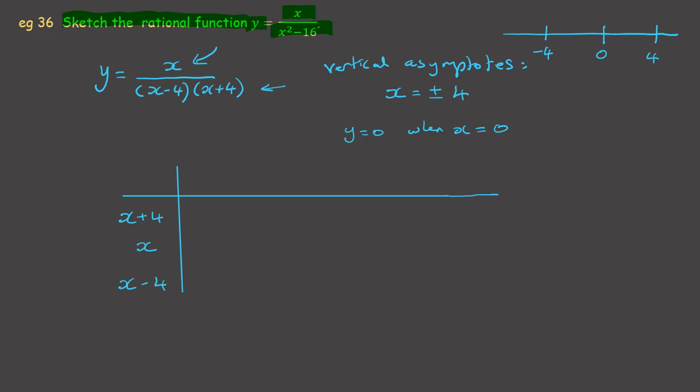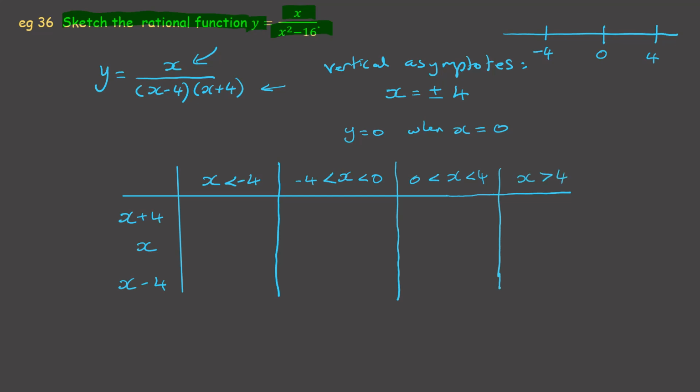So you could do exactly what I'm going to do here with the number line and not worry about the table. But we've got x is less than negative 4. Then we'll have x being more than negative 4 and less than 0. Then I'll have x is more than 0 and less than 4. And then we'll think about what happens when x is more than 4. And I've got each individual function that makes up the overall function, and then we'll have the y here.